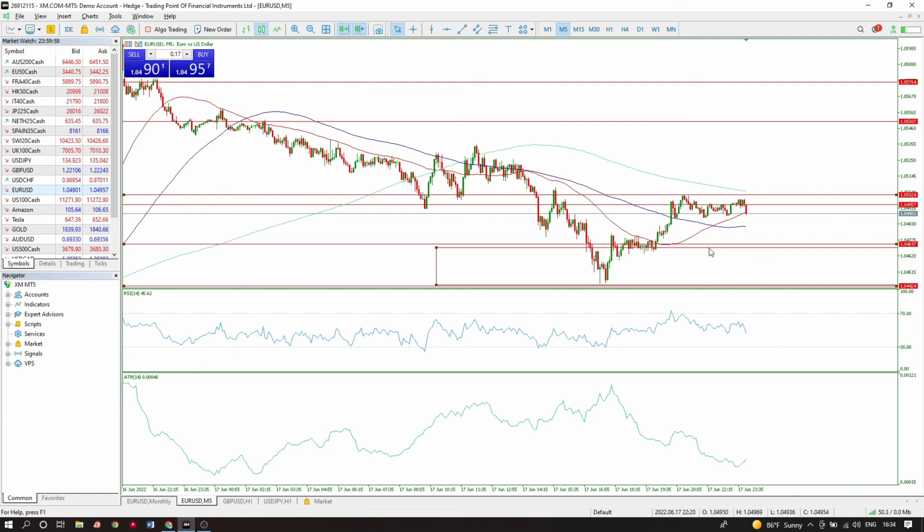So I will post in the comments what the values are for Monday, maybe for the week.